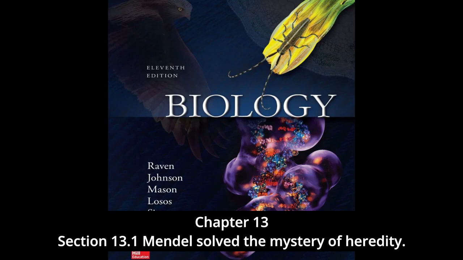Kohlreuter demonstrates hybridization between species. Taken together, however, these two concepts lead to a paradox. If no variation enters a species from outside, and if the variation within each species blends in every generation, then all members of a species should soon have the same appearance. Obviously, this does not happen. Individuals within most species differ widely from each other, and they differ in characteristics that are transmitted from generation to generation. How could this paradox be resolved?